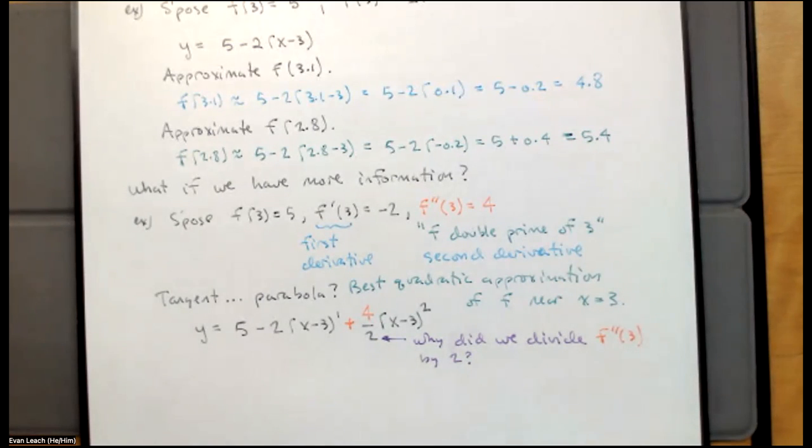I'm leaving off some mystery information, but this is a parabola centered at x equals 3. Incidentally, if I had another derivative, a third derivative, I would have a third degree term that I can add and I'd have a tangent cubic. It would be the best cubic approximation of the function near this point. At that point, I'd be dividing by 6. So you can think about that.